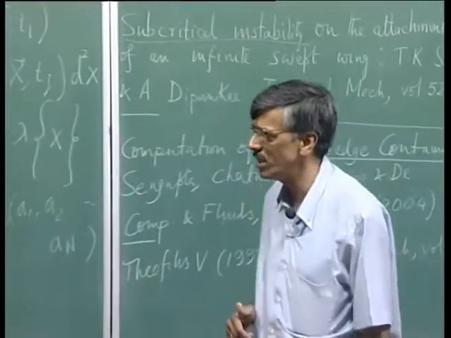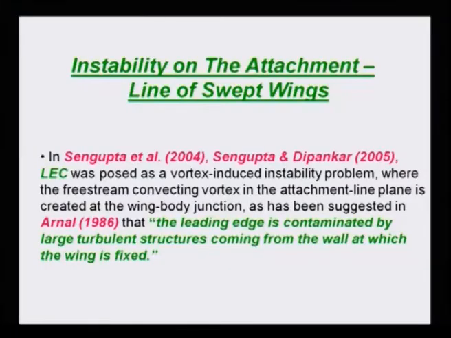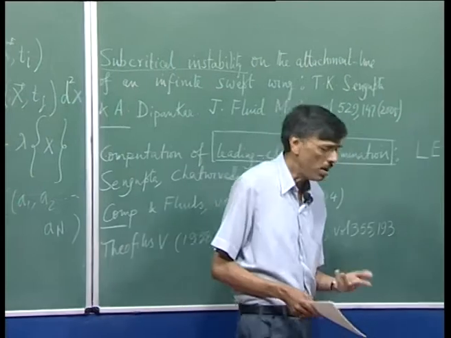Now, what we did in this couple of papers, we just posed it as a vortex induced instability, with the free stream convecting vortex in the attachment line plane being created at the wing body junction. Because this was very much apparent, experienced researchers like Arnold have noted that the leading edge is contaminated by large turbulent structures coming from the wall at which the wing is fixed. So, if that is so, then it is very, very easy for one to go ahead and do that.